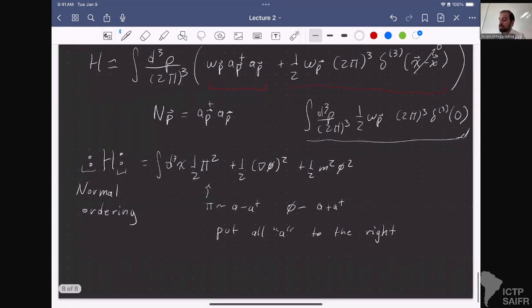And that way, you apply all the commutation relations to simplify it. When you do that, the normal ordered Hamiltonian is just going to be equal to the first term. We don't get this infinite contribution anymore.